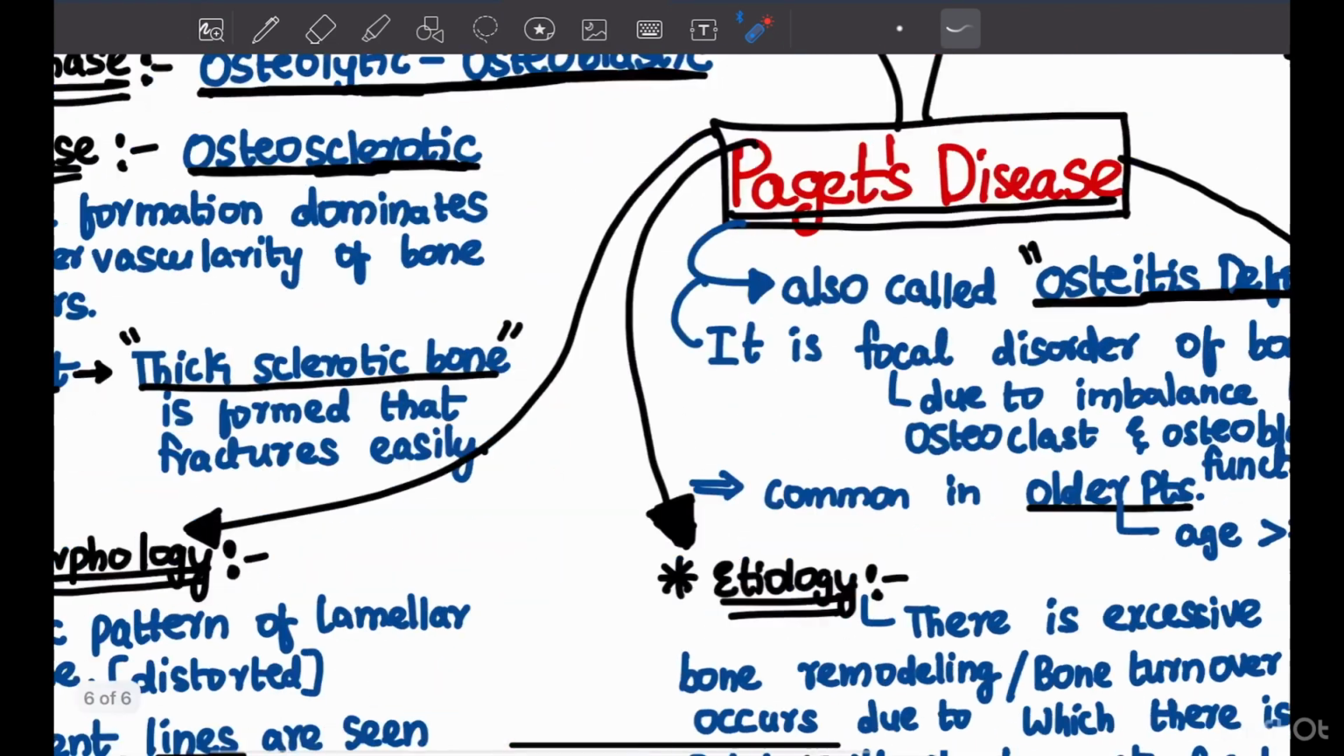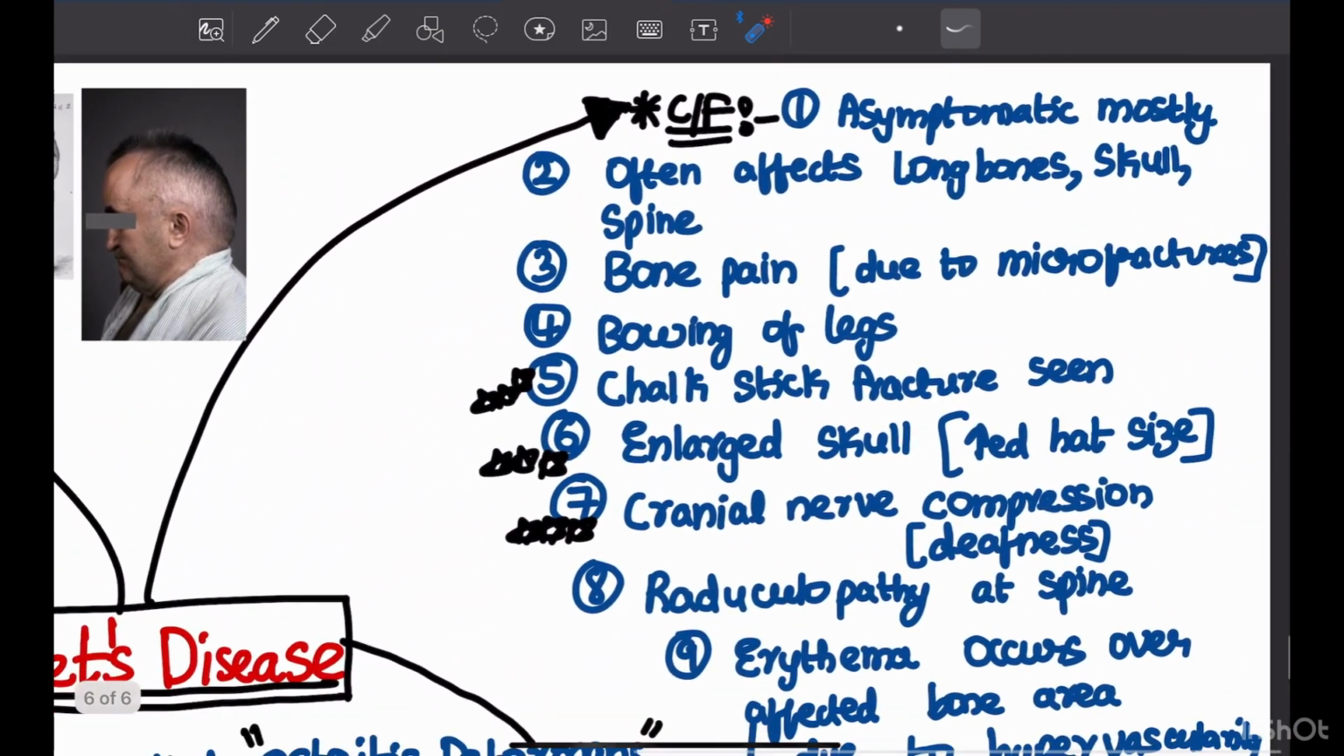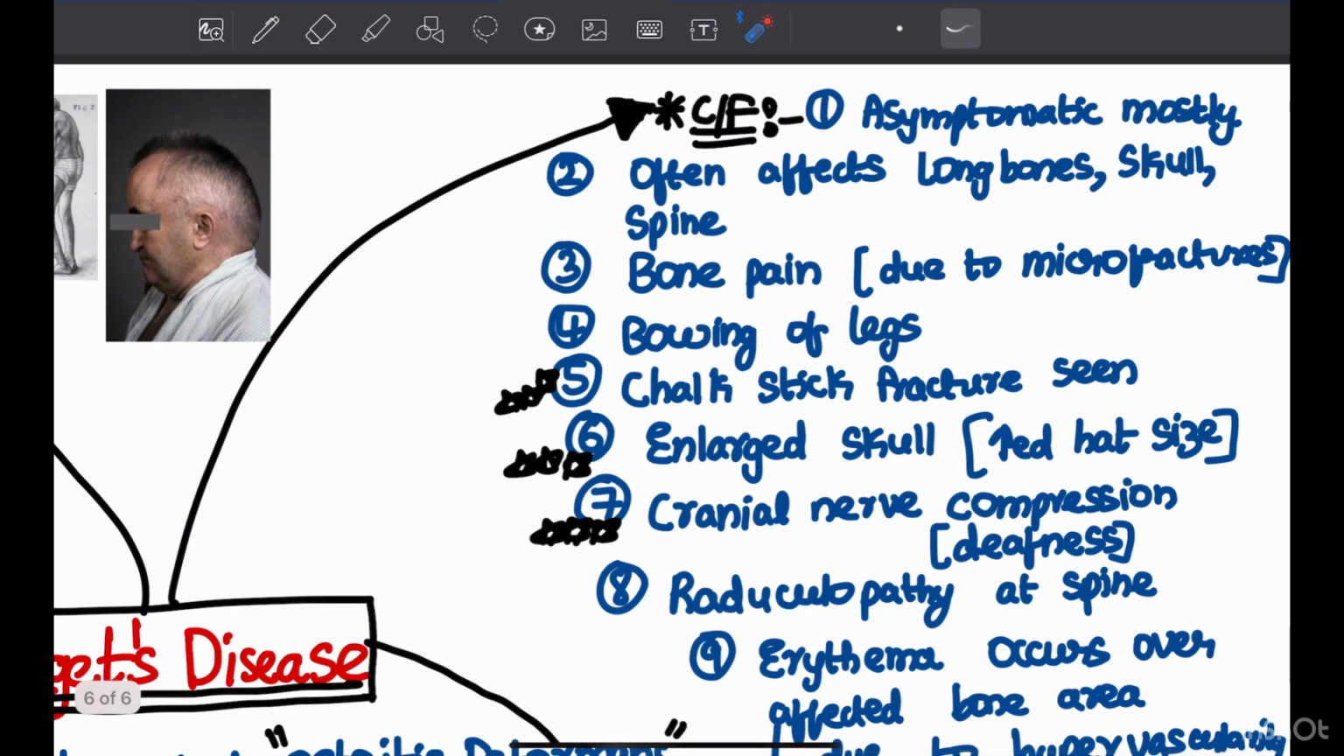Let's come to the clinical features part. Mostly asymptomatic, it often affects long bones, skull and spine. Bone pain is seen due to microfractures. Bowing of legs is seen. A characteristic feature of Paget's disease is chalk stick fracture. Okay, remember this. Enlarged bone is seen and there is an increased heart size.